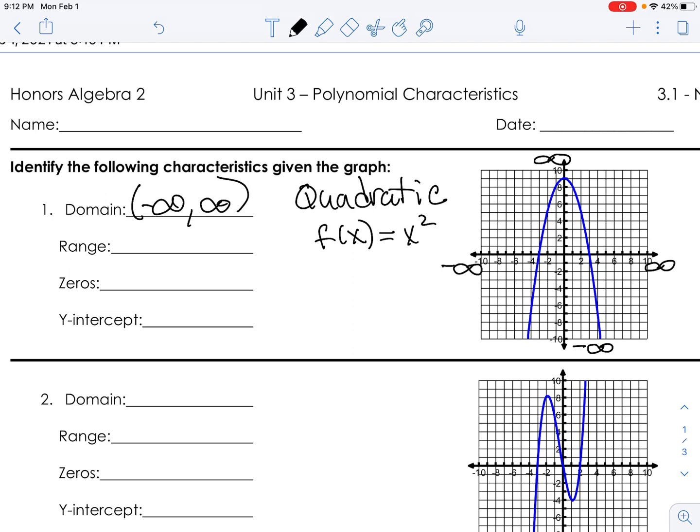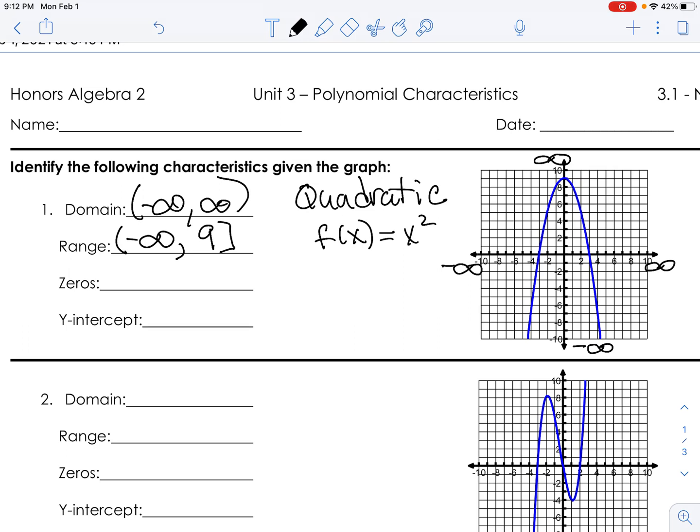So if we were to look at this particular quadratic graph, we would notice that it is reflected. That was one of the ones that was reflected. So the a value is negative. And it has been translated up some units, actually all the way up to 9. And so my range is going to represent the lowest y value to the highest y value. So that's going to be negative infinity to positive 9.